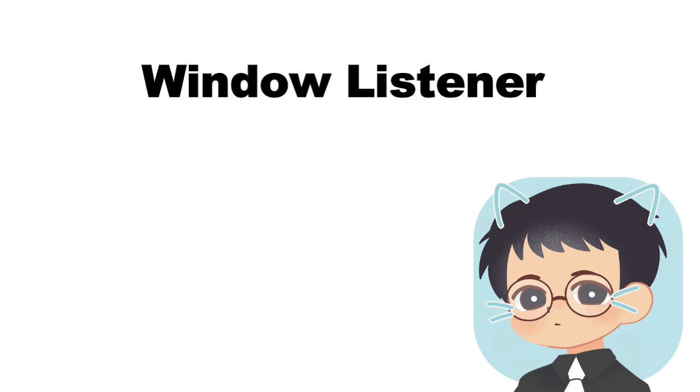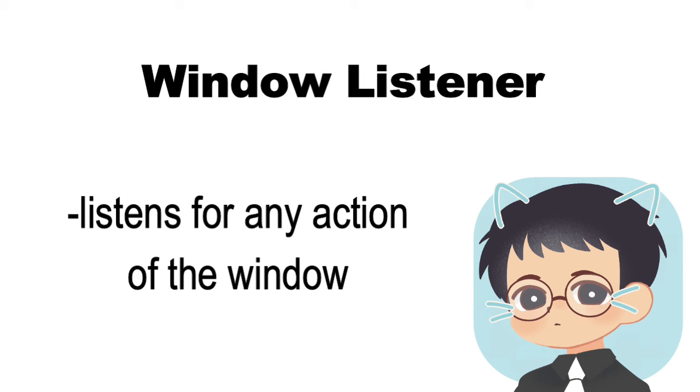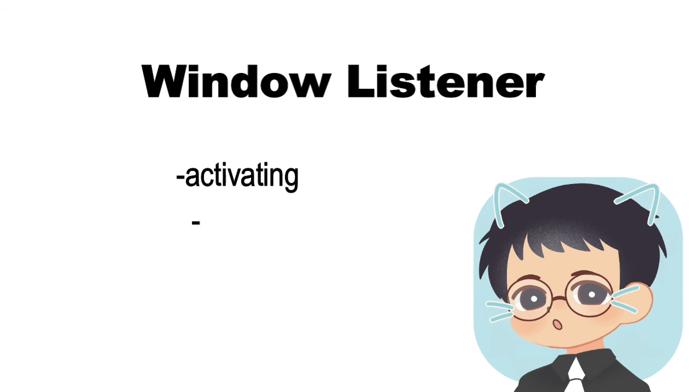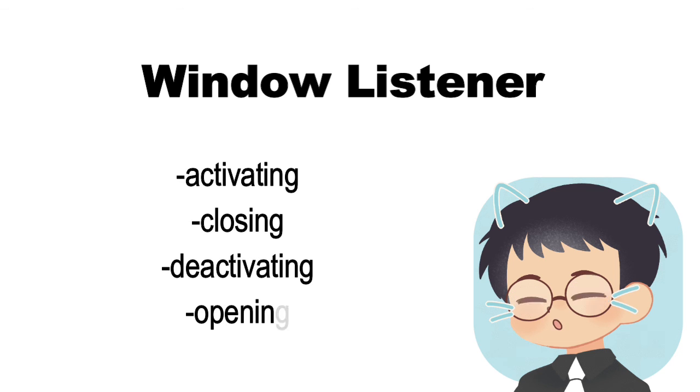The last type is the window listeners. This is sometimes used as another way to close your window. The methods that may trigger this are activating, closing, deactivating, or opening a window. If you are still confused on how listeners work, you can visit the drive link below and view the sample codes with helpful comments.